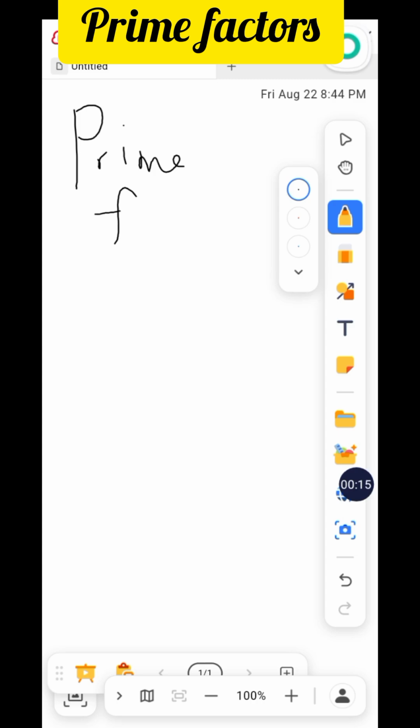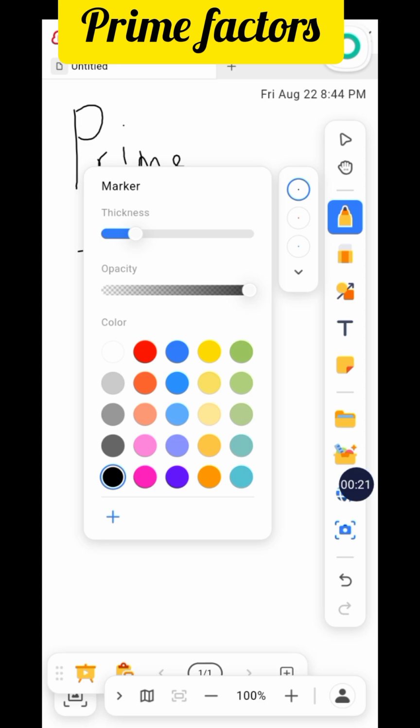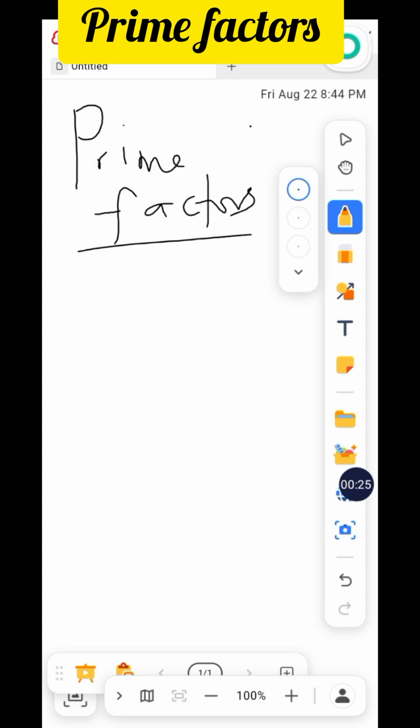So, this evening we are going to be talking about prime factors. We have learned previously about prime numbers. So, when they say prime factors, they mean factors of a number that are prime in nature.